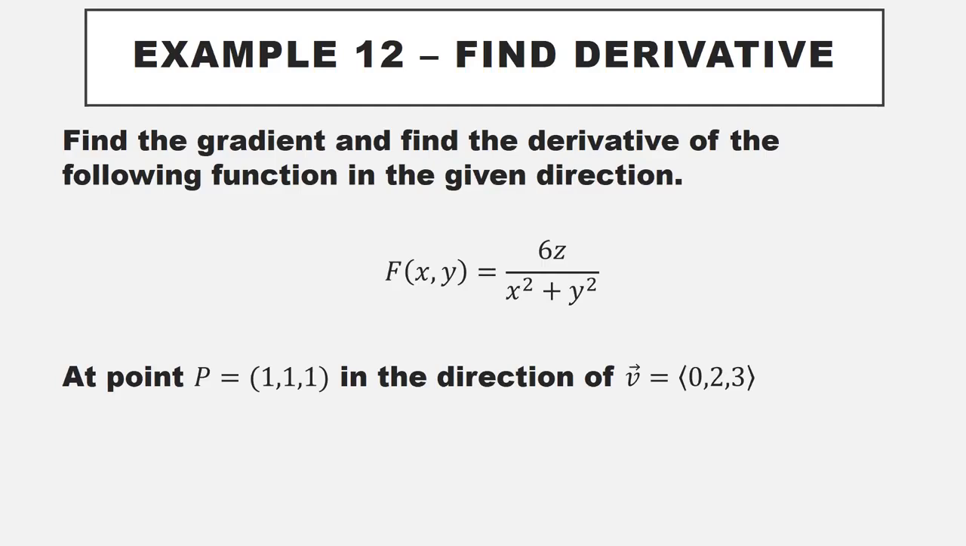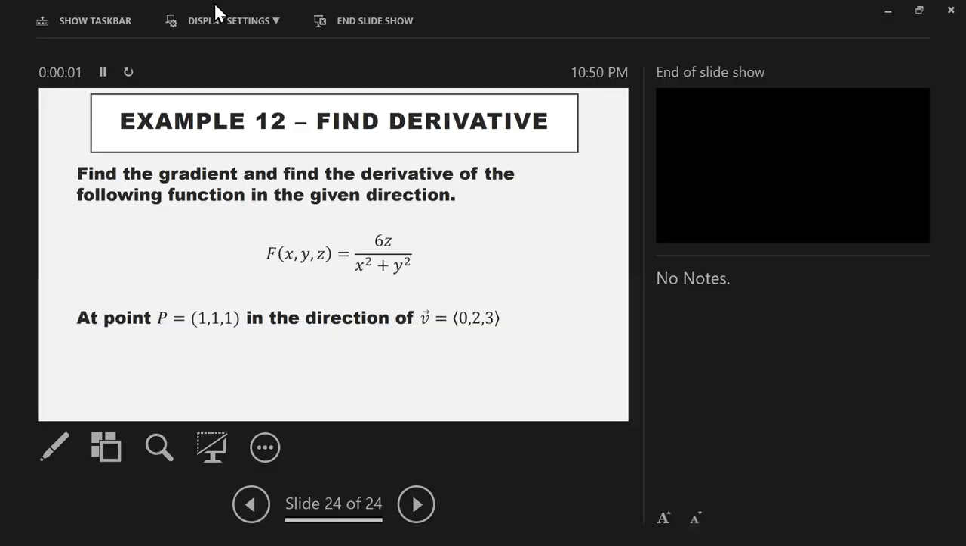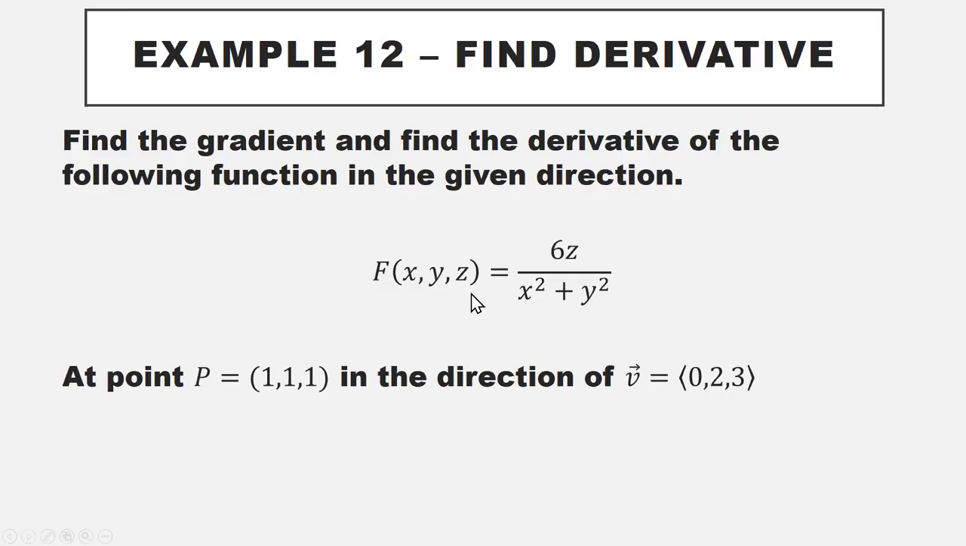Let's do another example. Let's take my function, and that function is in 3 dimensions, sorry, f of x, y, and z. So my function f of x, y, and z is equal to 6z over x squared plus y squared at the point 1, 1, 1 in the direction of v of 0, 2, 3. So we'll find the gradient and the directional derivative in this direction.